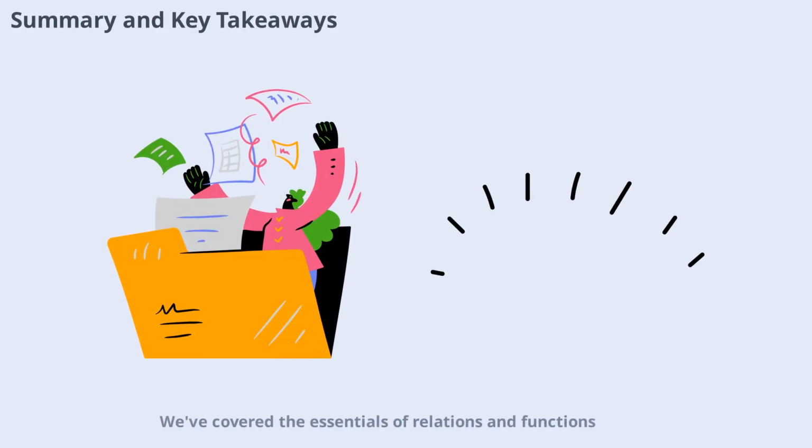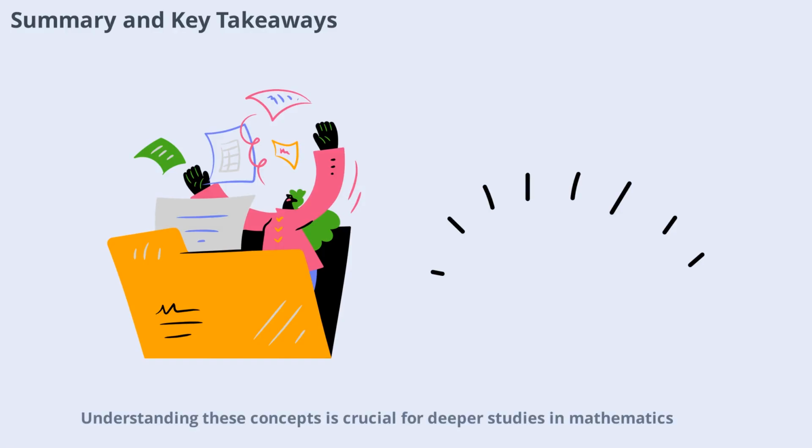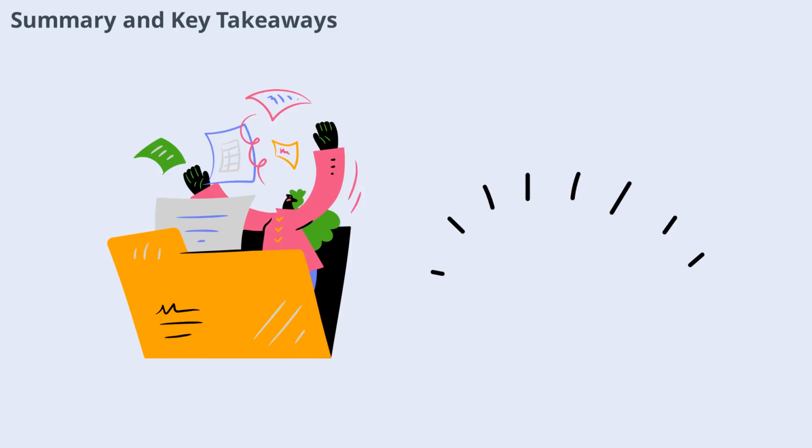You've covered the essentials of relations and functions, from Cartesian products and ordered pairs to domains, ranges, and types of functions. Understanding these concepts is crucial for deeper studies in mathematics, as they form the basis for algebra, calculus, and beyond. Practice the examples and exercises to reinforce your learning, and you'll be well prepared for more advanced topics.